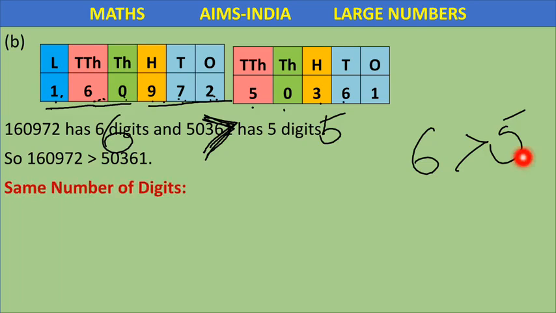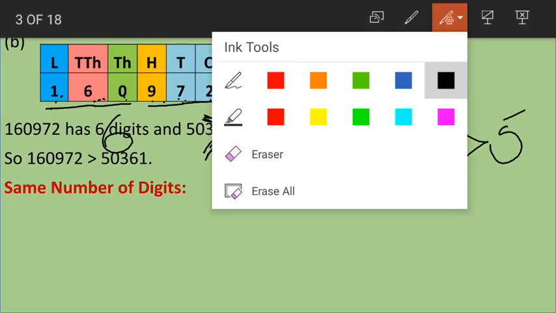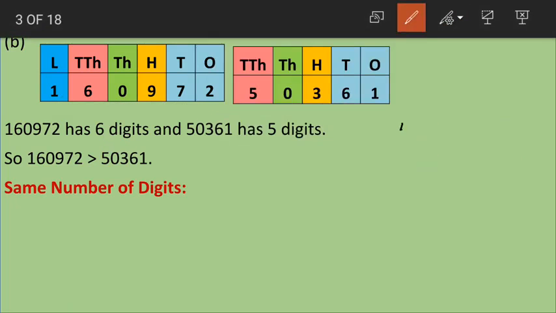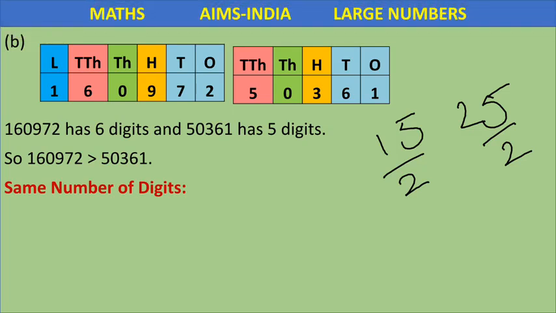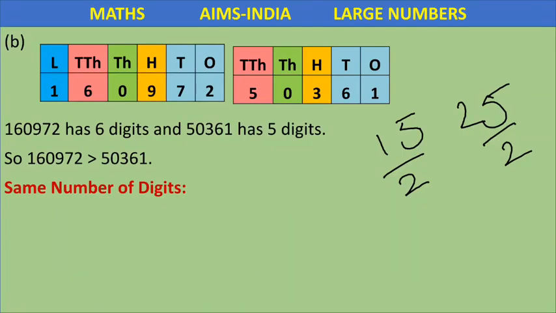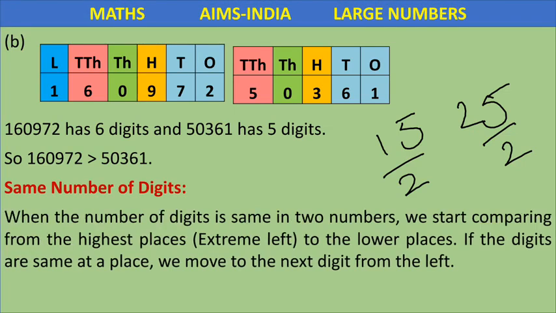Now what will happen if both the numbers have same number of digits? If I give you two numbers with 5 digits, or let us take a simple example. If I give you two numbers with two digits, this number has 2 digits and this number also has 2 digits. Now what will you do? How will we compare? That we'll see here. Same number of digits. When the number of digits is same in two numbers, we start comparing from the highest places, that is to the extreme left.